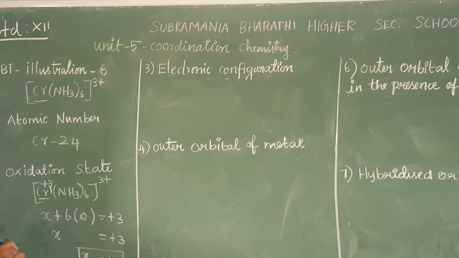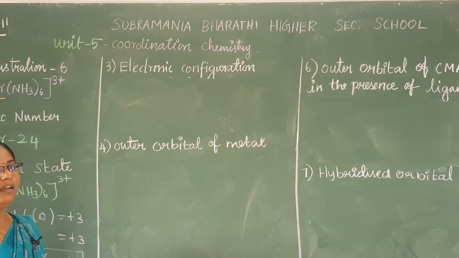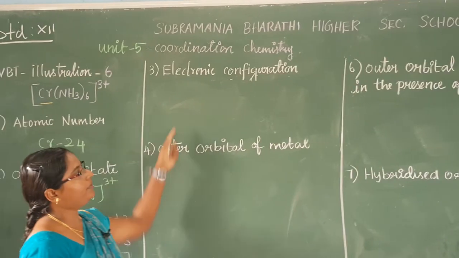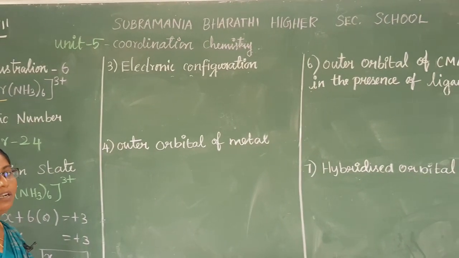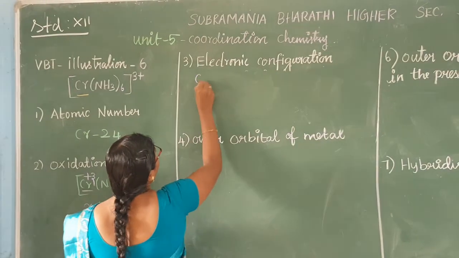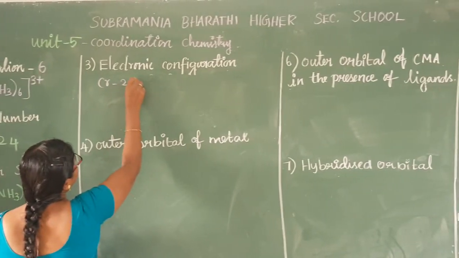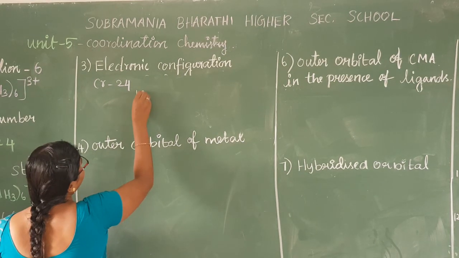Okay. Then the next step, I have to write the electronic configuration for the element. In order to write the electronic configuration, you should know the atomic number first. Then only you will be able to write the electronic configuration. So the atomic number of chromium is 24. So let me write the electronic configuration.